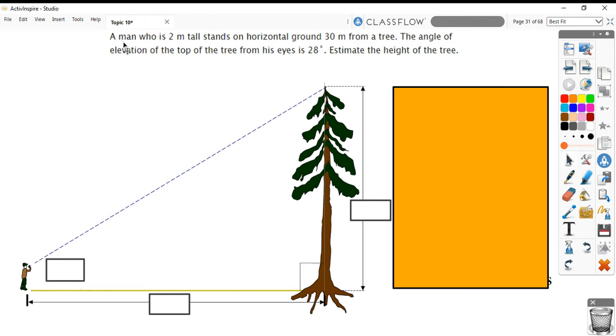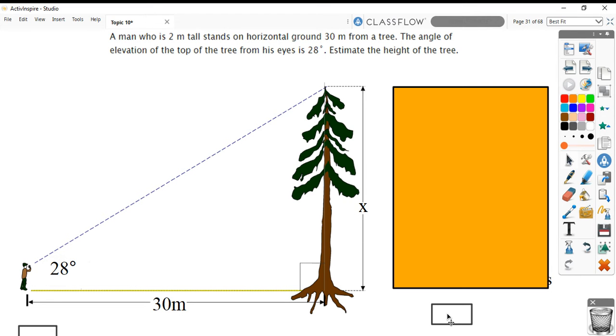This first problem right here: a man who is 2 meters tall stands on horizontal ground 30 meters from a tree. So the distance from this guy to the bottom of the tree, that's 30 meters. That's given to us right there. The angle of elevation from the man's eyes to the top of the tree, the angle right down here, is 28 degrees. We are looking for the height of the tree.